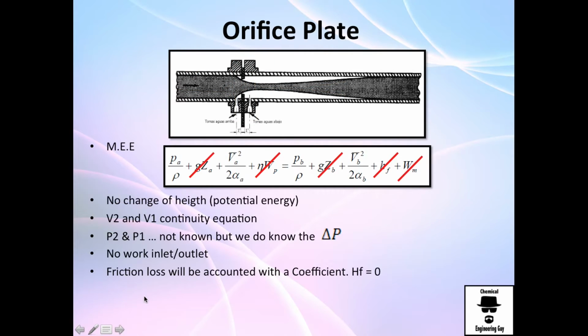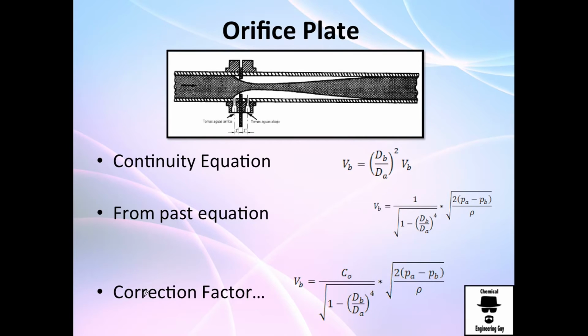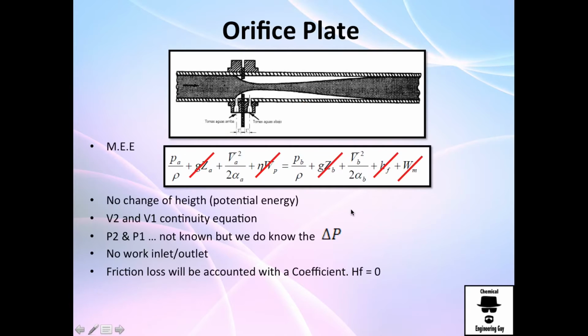Okay, that's what I told you, and remember the continuity equation. This is A, this is the velocity of A, the diameter of A, this is the diameter of B, velocity of B. So from the past equation, you just need to solve for B, for the throat. So you pass this one, you will get delta P divided by rho minus velocity squared divided by 2, solve for B right here.